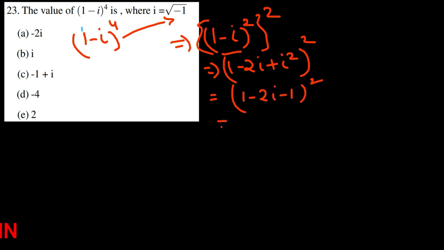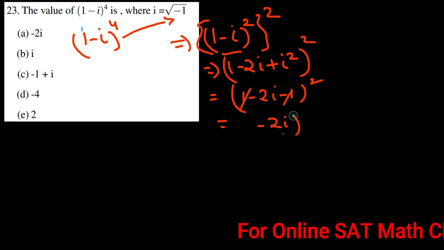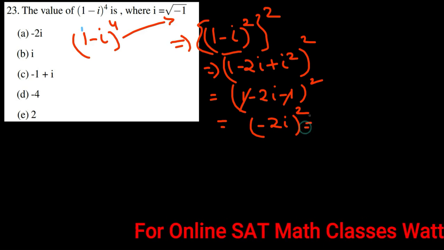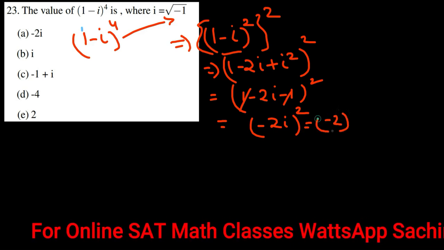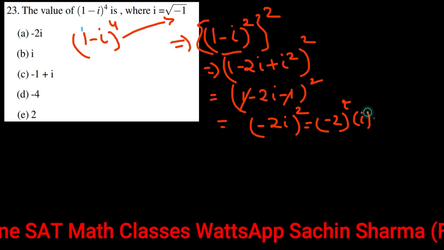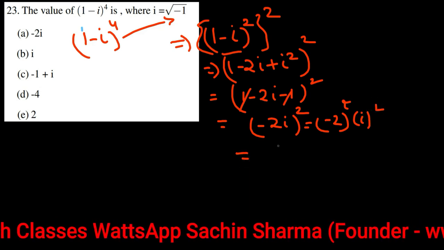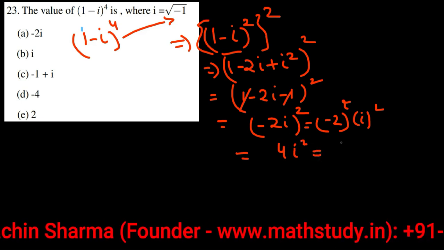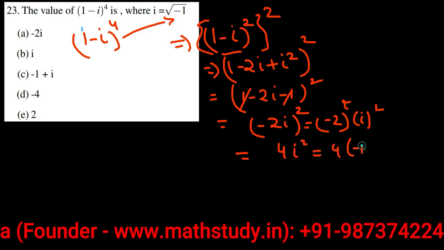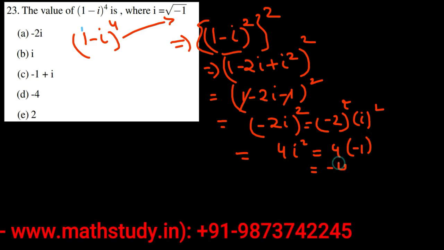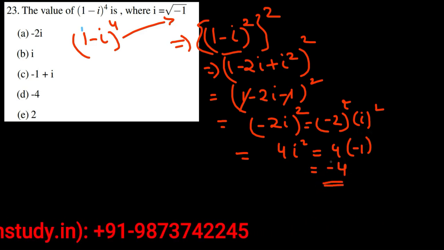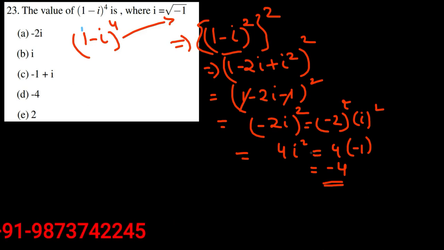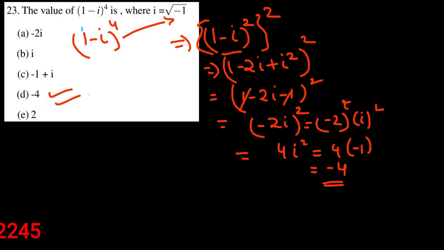So 1 got cancelled here. We will get minus 2 iota raised to the power 2, which is equal to minus 2 whole square into iota square, right? Minus 2 square is 4 and iota square is minus 1. So this is equal to 4 into minus 1, which is minus 4. If we match our answer here, we will get option number D, which is -4.